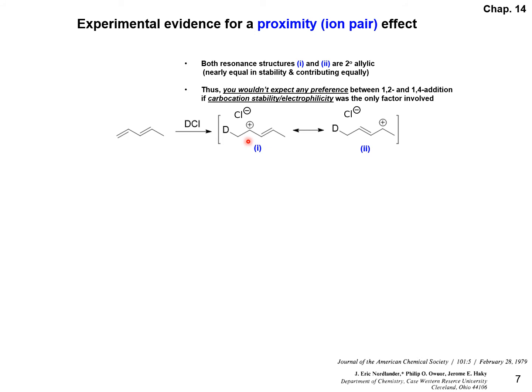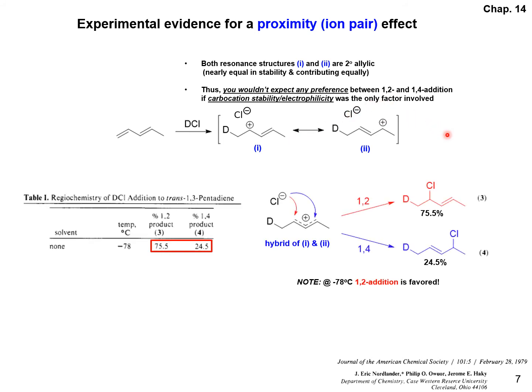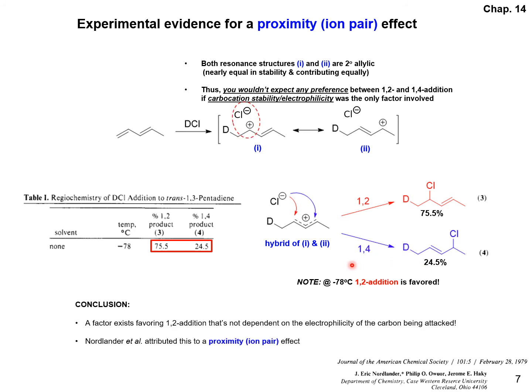If there was no proximity effect, you would expect at low temperature to obtain a 50-50 mixture of the products resulting from chloride attacking this carbon, number 2, and the chloride attacking this carbon, number 4. So that means that the 1,2 and the 1,4 products, you would get a 50-50 mixture. But when they carried this reaction out at minus 78 degrees, they actually obtained about 75% of the 1,2 product. That's the kinetic product. And they ended up with 25% of the 1,4 addition product. So this is a real effect.